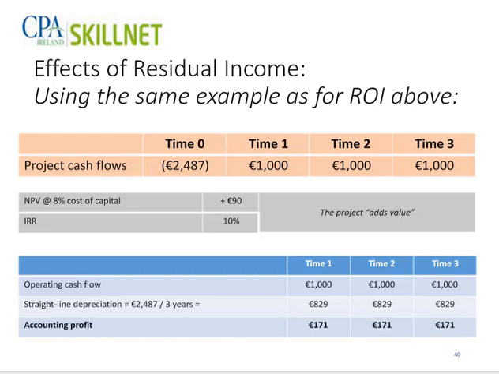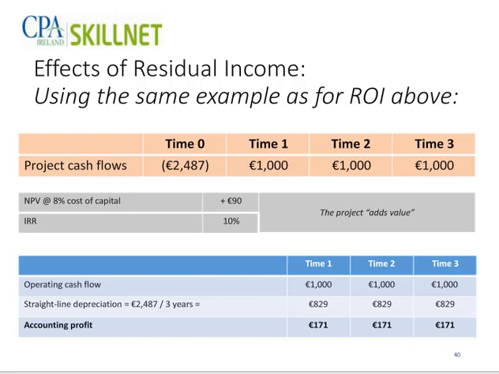In the middle table, we assess the project from the shareholder point of view. At the assumed 8% cost of capital, it has a positive net present value of €90, or the IRR, as we saw before, is 10% and therefore higher than the cost of capital. So the project adds value, it's attractive from a shareholder point of view, and the shareholders would like to see this being accepted.